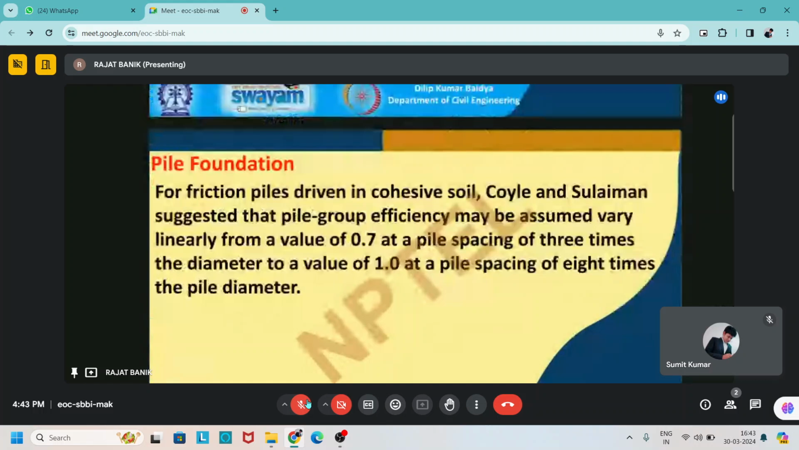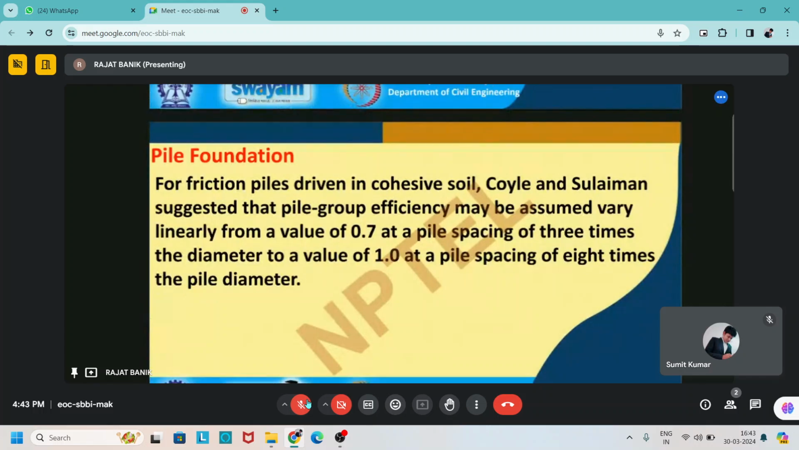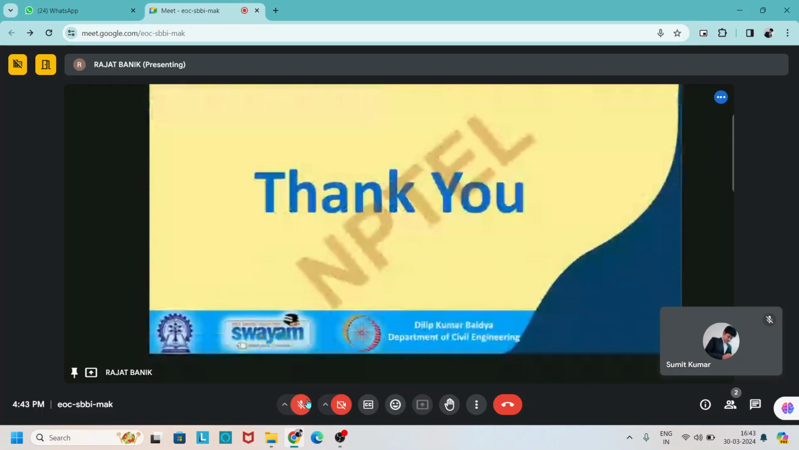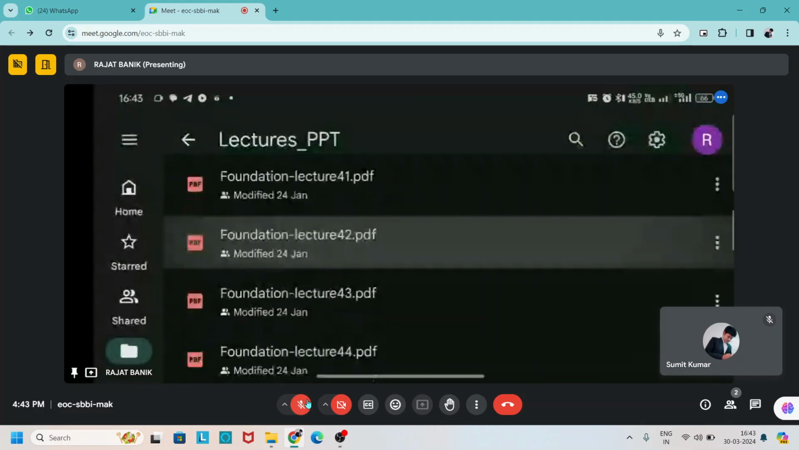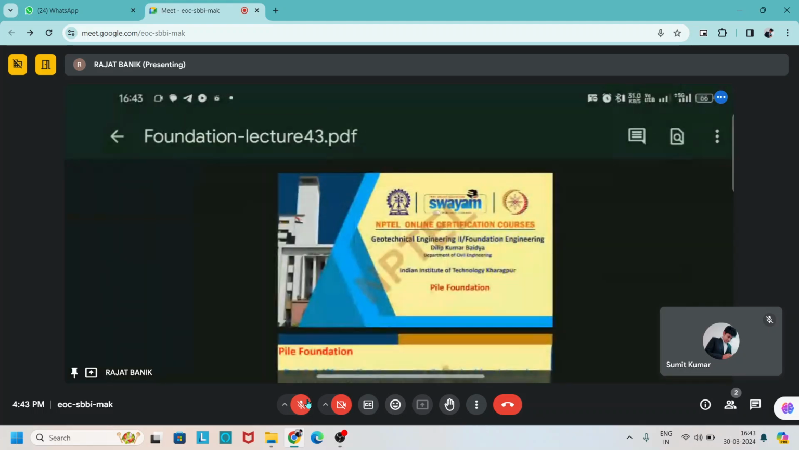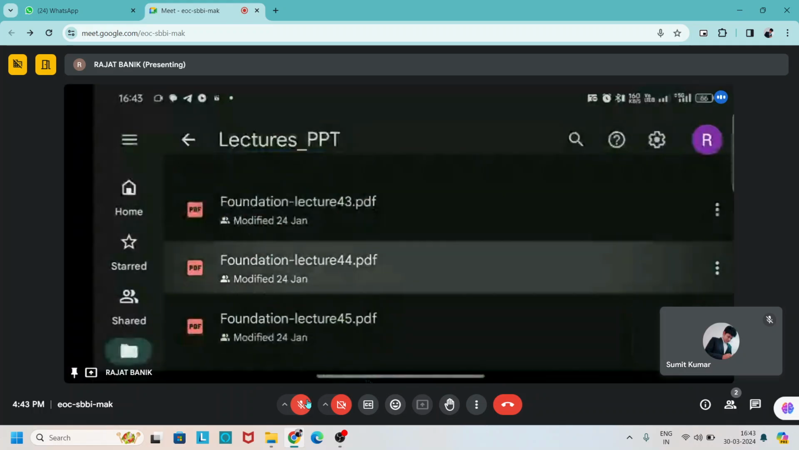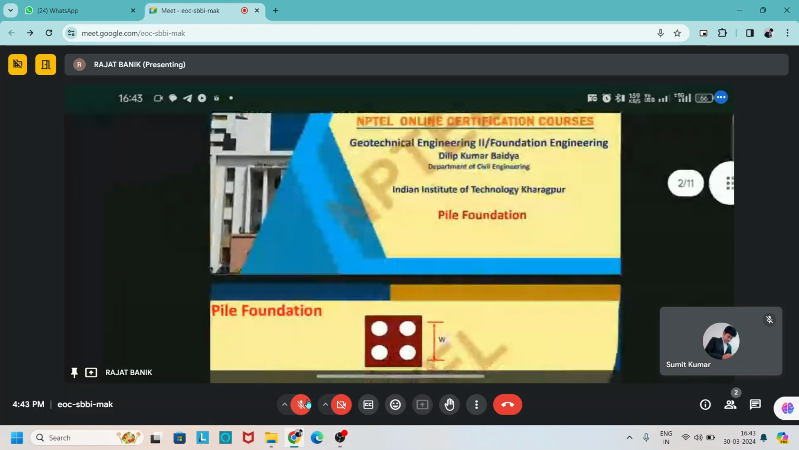For friction piles in cohesive soil, Coyle and Sulaiman suggested that the group efficiency may be assumed to vary linearly from a value of 0.7 at a pile spacing of 3 times the diameter to a value of 1 at a pile spacing of 8 times the pile diameter. There is a problem in this lecture. We will discuss it in later sessions.